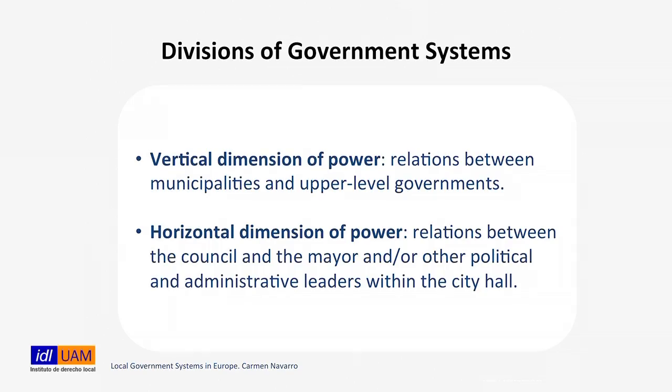The criteria for the division in this typology, or in other words, the dimensions used to group or to organize differences among countries, can be of two types. The first two typologies use the vertical dimension of power as the axis for the division. They organize countries depending on how the relationship between local governments and upper levels of authorities, central government, are established.